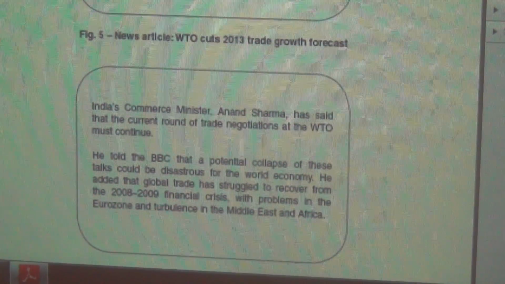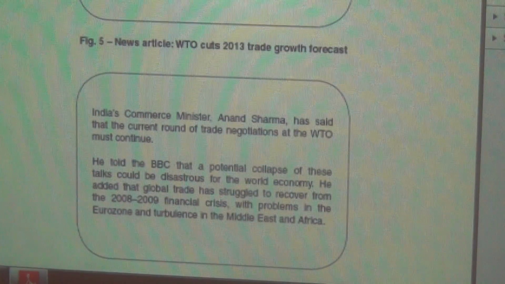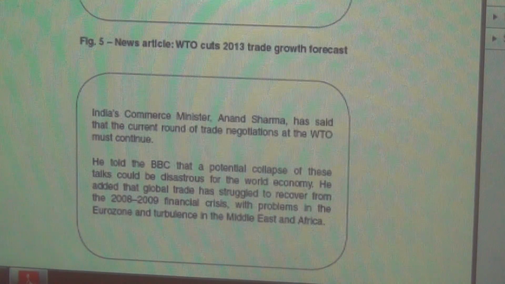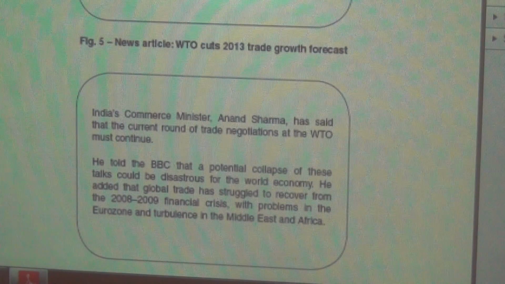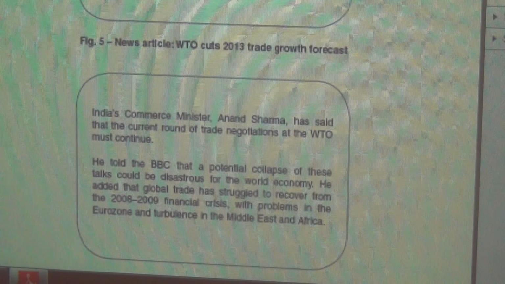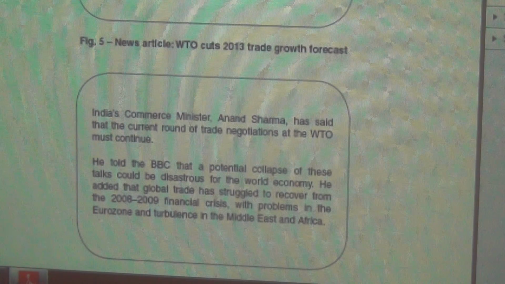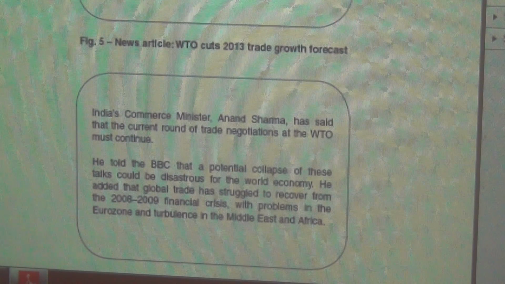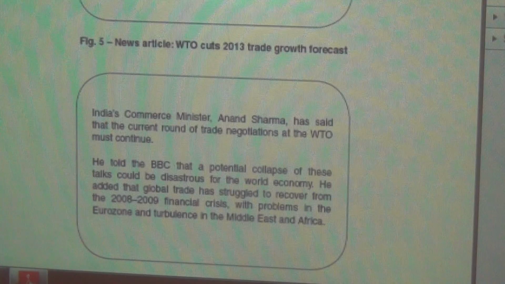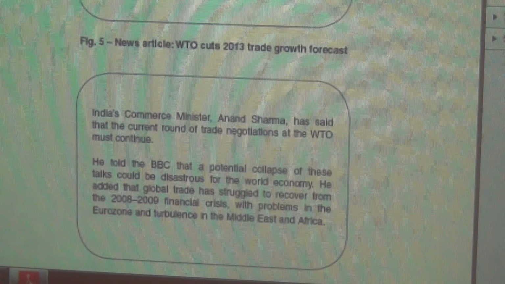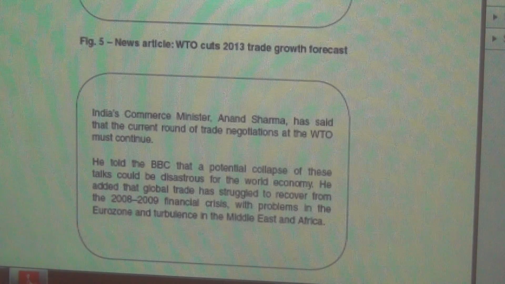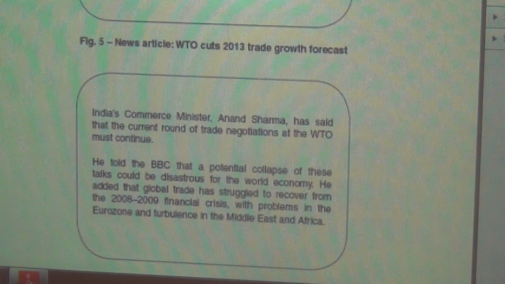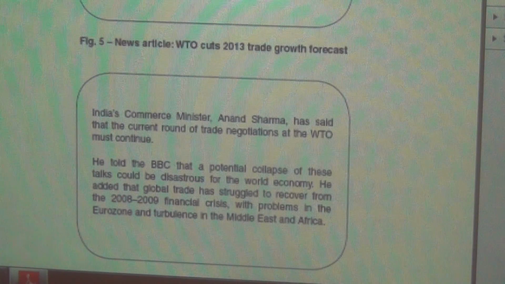And then moving down, India's Commerce Minister, India, one of the BRIC nations, Brazil, Russia, India, China, had said that the current round of trade negotiations at the WTO must continue. He told the BBC that a potential collapse of these talks could be disastrous for the world economy, adding that global trade has struggled to recover from the 2008-9 financial crisis. Ladies and gentlemen, 2008, 2009, the global financial crisis, leading to the greatest recession in post-war history, with problems in the Eurozone and turbulence in the Middle East.